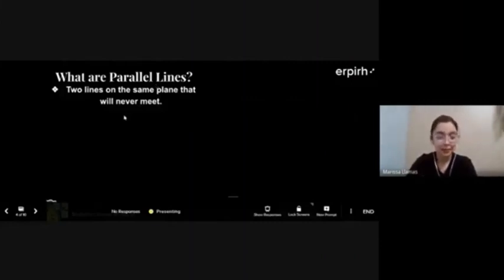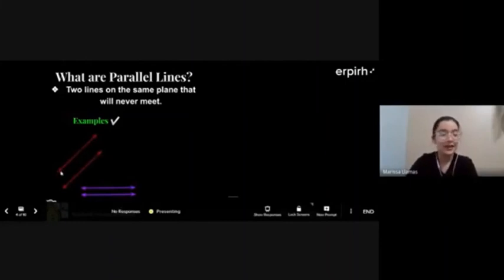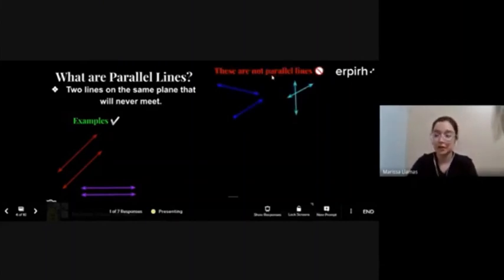And so some examples of parallel lines are these 2 sets of lines right here. These red lines, they're going to keep on going. If you stretch them out into forever, into infinity, they're never going to cross each other's paths. The same thing with these 2 purple lines right here. The more you stretch them out, it doesn't matter if you stretch them out 100 miles, they're never going to cross each other.